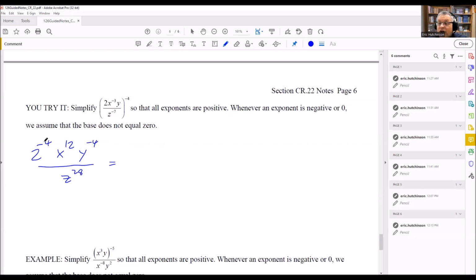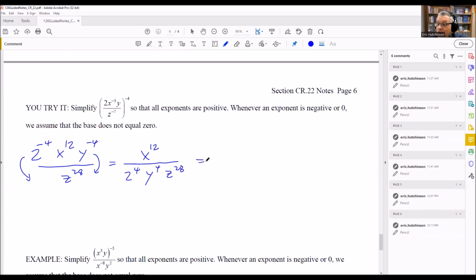Both of these that have negative powers, we have to put both of them on the bottom. So I'm going to move this down below. I'm going to move that one down below. So all that's going to be left on top is just going to be x to the 12th. When I move this one to the bottom, that 4 becomes positive, so 2 to the 4th. And then this one goes in the bottom. The y comes down. That's going to be y to the +4. And then z to the 28th is already positive. We just keep that down below.